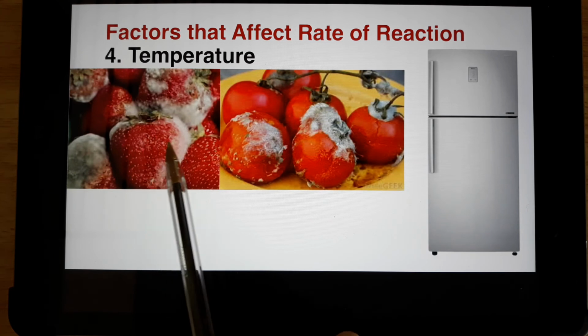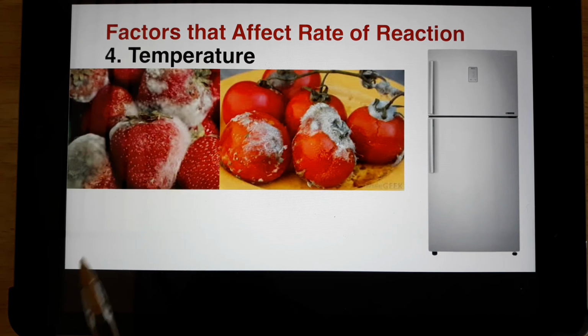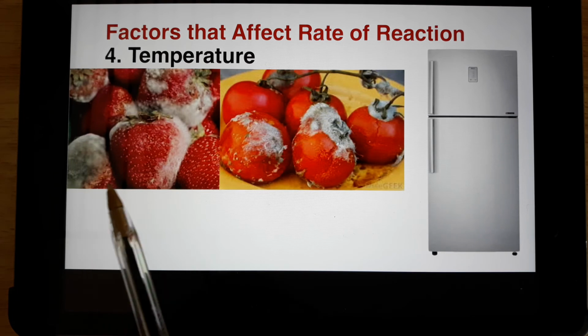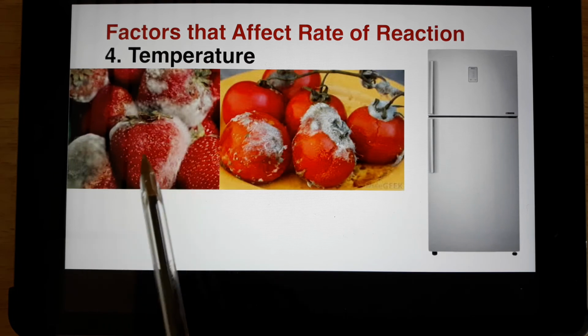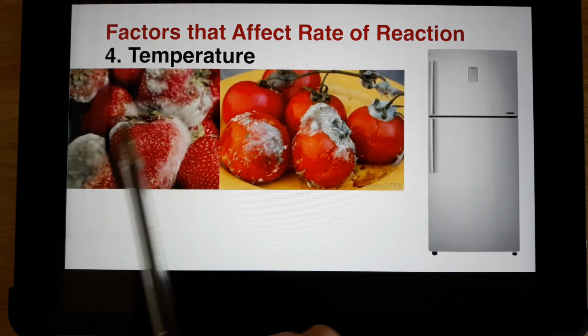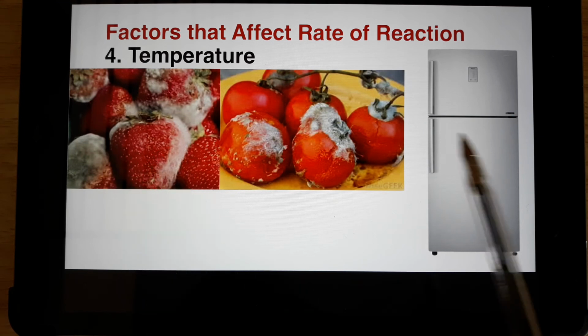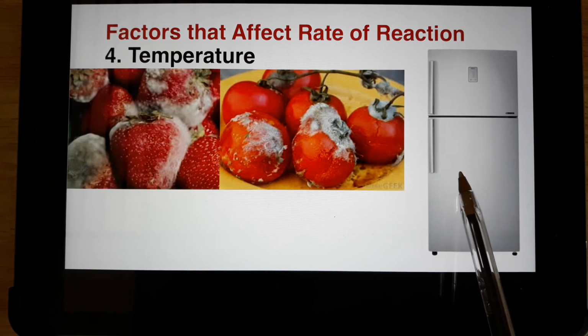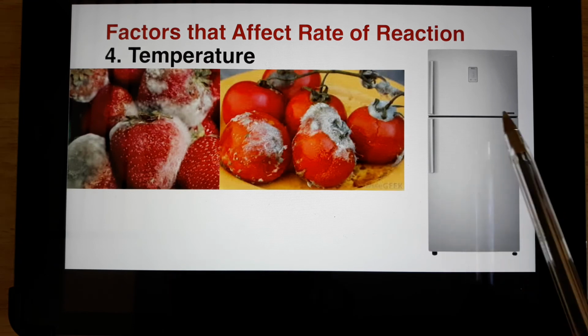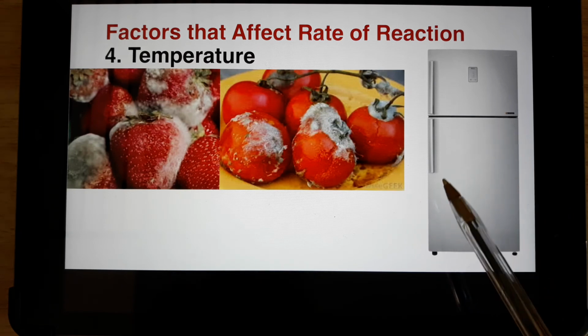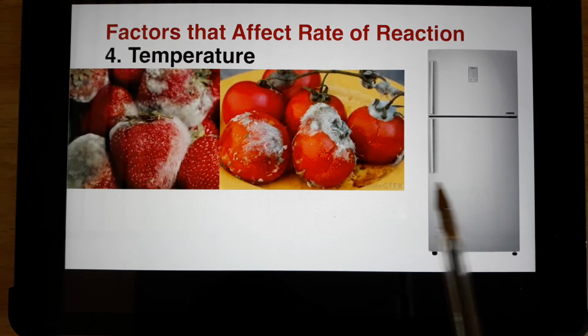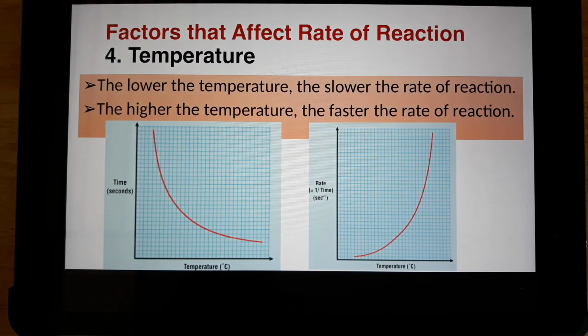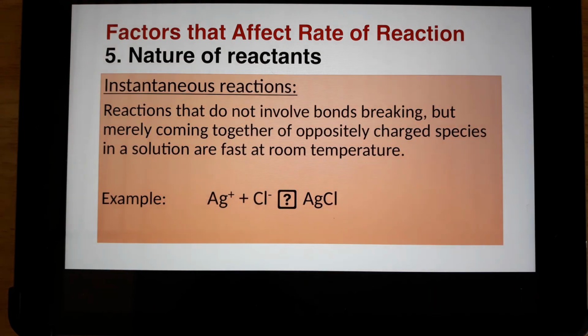Bacteria or fungi growing on the surface of this strawberry is going to react very quickly in hot temperatures, ideal temperatures for the fungus to grow. If you put it into the fridge, it's going to react or move much slower, less effective collisions, less reaching activation energy, hence it slows down the rate of reaction completely. Okay, so we see here the lower the temperature, the slower the rate of reaction, the higher the temperature, the faster the rate of reaction.